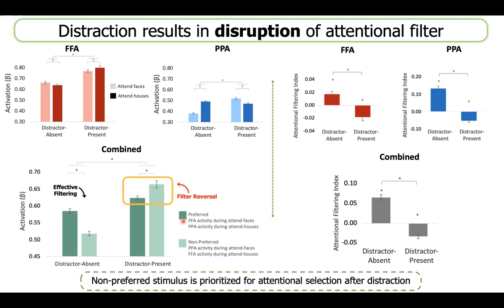And interestingly, we don't see simply an elimination of preference. We actually observed a reversal of the filter, such that the non-preferred stimulus is incidentally prioritized relative to the preferred. Similarly, this pattern carries over into our attentional filtering index measures, where the filter reverses in the distractor present condition.